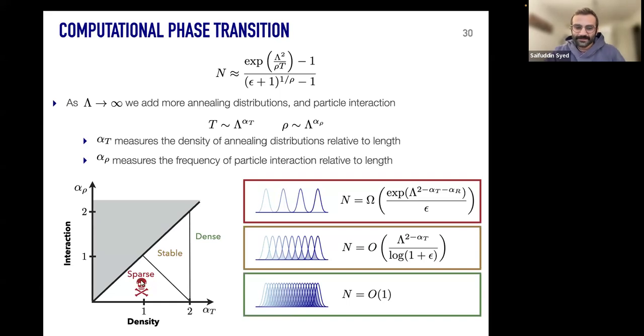So in some sense, the sparse regime corresponds to importance sampling. This is where you have no annealing distributions whatsoever, and it explains why importance sampling sucks. But once you have enough distributions to achieve this stability, you end up dropping from this exponential dependency to a sublinear one, which explains why SMC samplers are state-of-the-art. And this is more endemic to annealing algorithms more broadly, but we'll talk about that a bit later on.